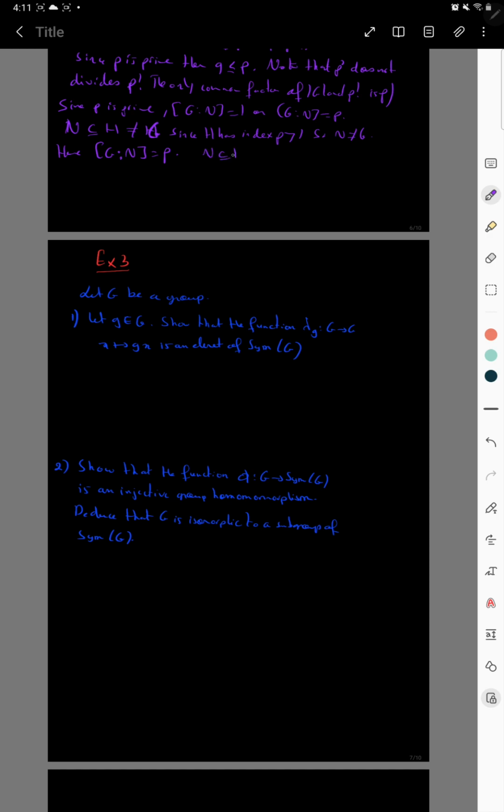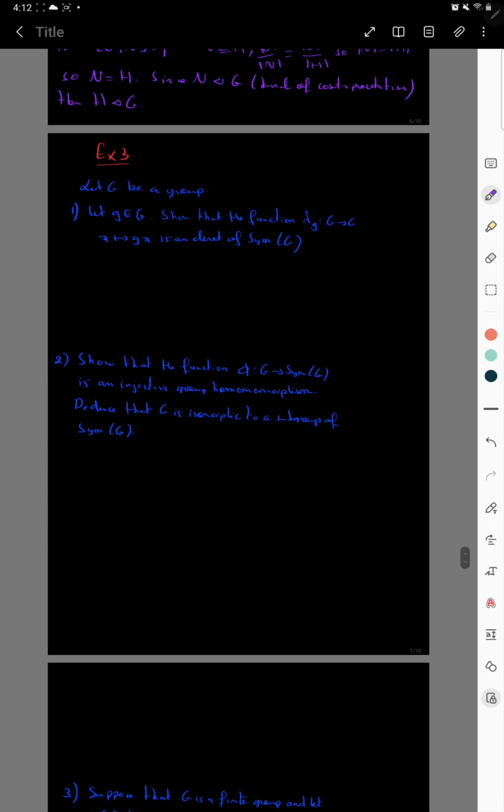Now N is contained in H, and since the two indices are equal, the size of N is equal to the size of H. So N is equal to H. Since N is normal, it's the kernel of the coset representation, or you can show it from that. Then H is normal in G.